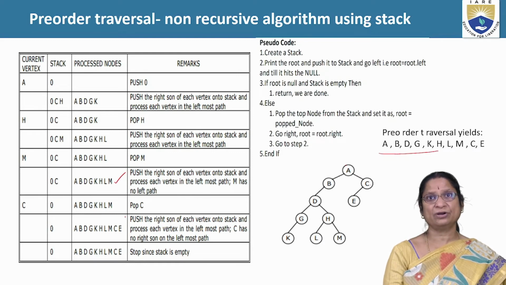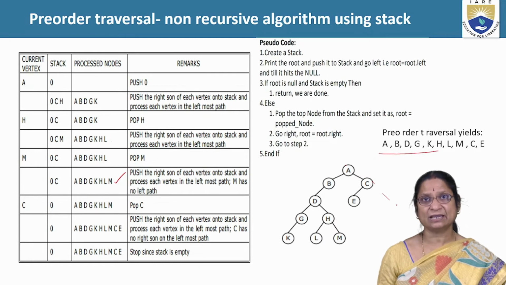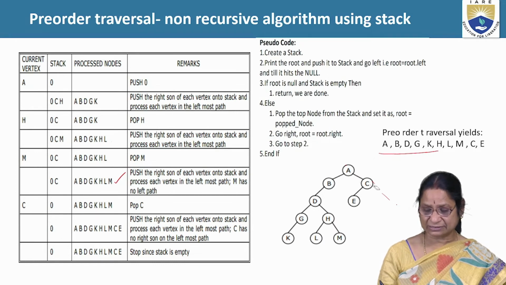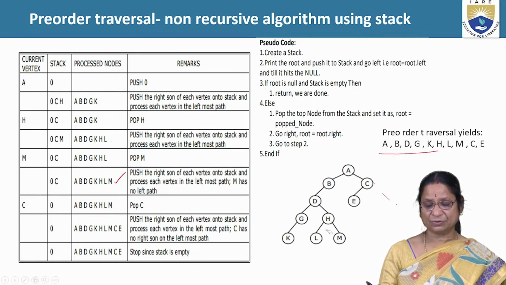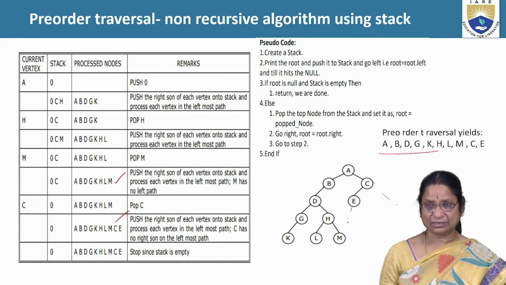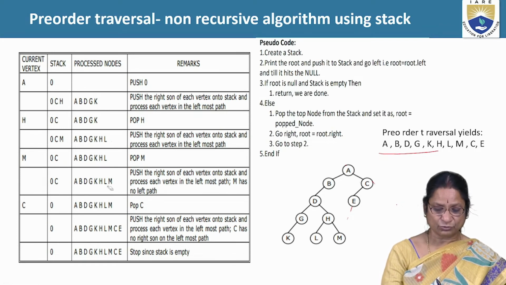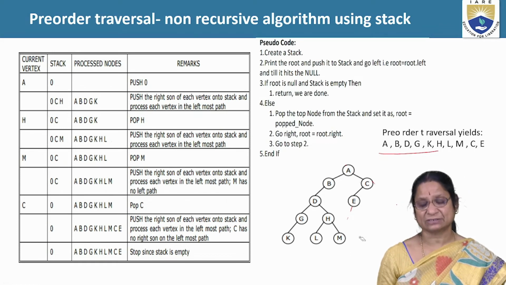C is now current. The pointer is pointing to C. C doesn't have any right child, so it will process, no pushing is there. So it will process the leftmost path, that is C and E are going to be popped out. By this time, the pointer points to null because E doesn't have any children, and by that time the stack is also empty. Both are empty, which means we will stop the process.